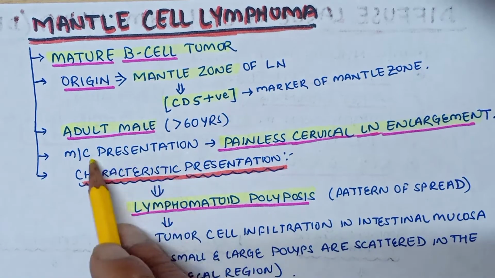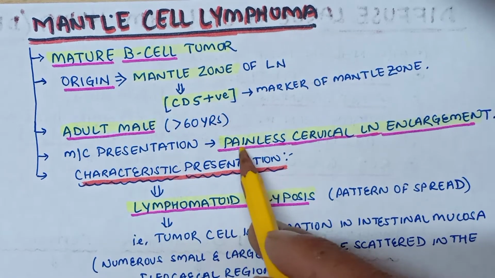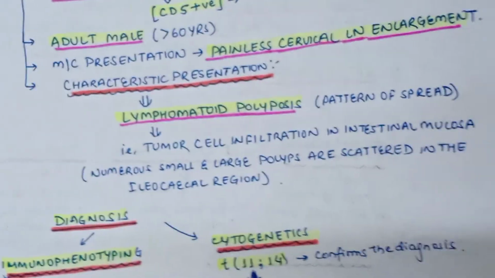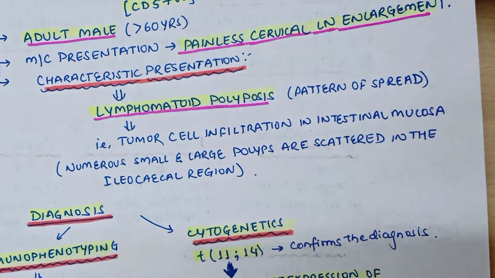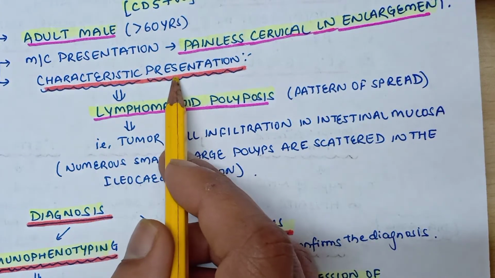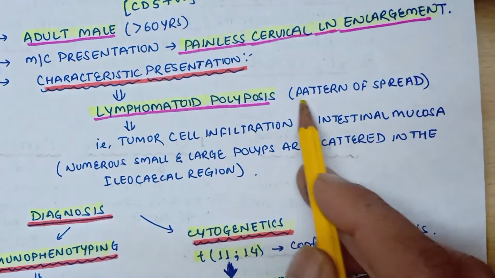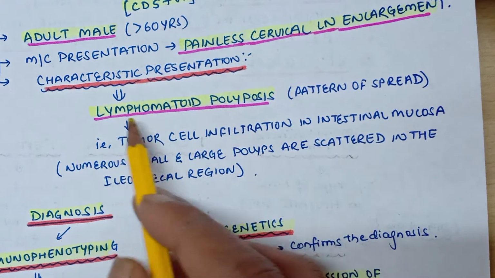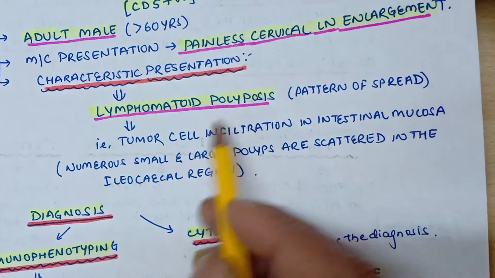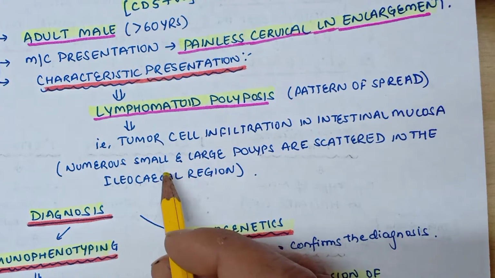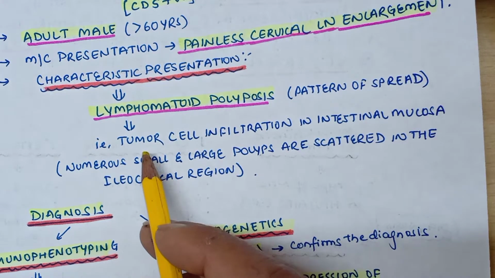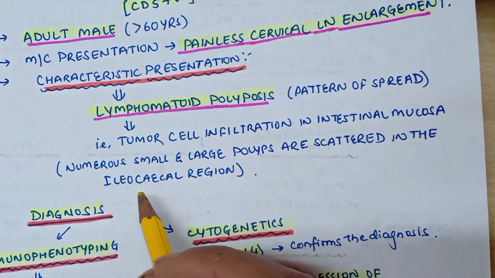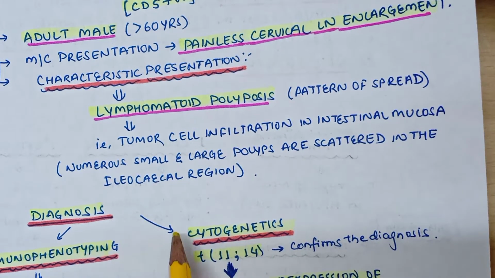So what is the most common presentation? The most common presentation is painless cervical lymph node enlargement. What is the characteristic presentation of mantle cell lymphoma? The main characteristic presentation is the pattern of spread. There will be lymphomatoid polyposis, that is, tumor cells will infiltrate the intestinal mucosa. So there will be numerous small and large polyps which are scattered in the ileocecal region.